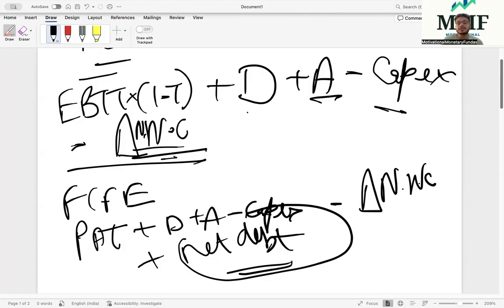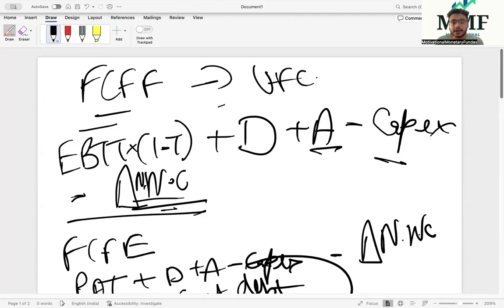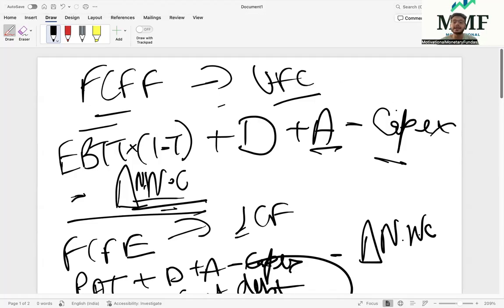Now, FCFF is also called your unlevered free cash flow. The FCFF that we did first, it's also called your unlevered free cash flow. Do not get confused. Sometimes people tend to use this terminology in interviews: tell us what is unlevered free cash flow, or what's the formula for the unlevered free cash flow. They tend to ask you this. So there we tend to get confused. And the free cash flow to equity is also called the levered cash flow.